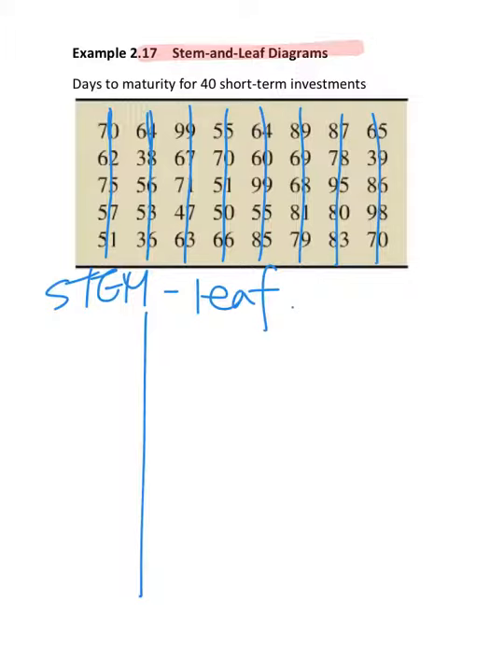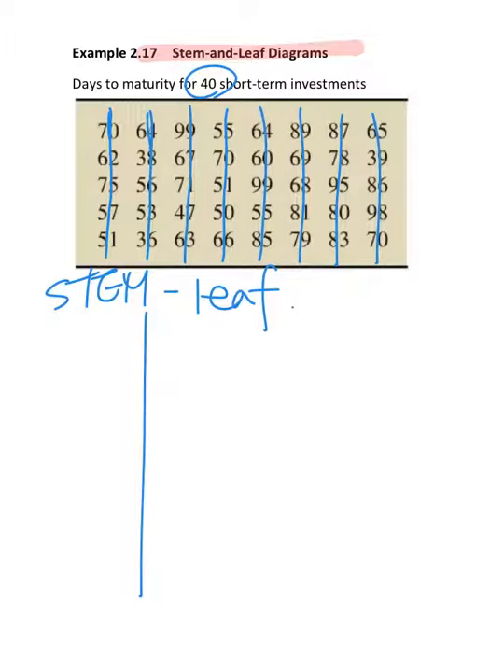In this example, 2.17, we had 40 observations, the 40 cases. Every single case has 2 digits, tens and ones. So now we can take the tens to stem, ones go to leaf. So let me see.